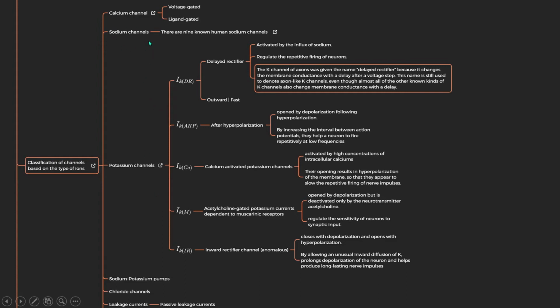So we have the sodium channel here. There are different types of them. I put a link to a Wikipedia page, and you have the potassium channels here. One of them is the delayed rectifier, which is the main potassium channel that we see activated. Another one is the after-hyperpolarization potassium channel. It will be activated then. Another one is related to calcium, which relates to the bursting behavior of the neurons.